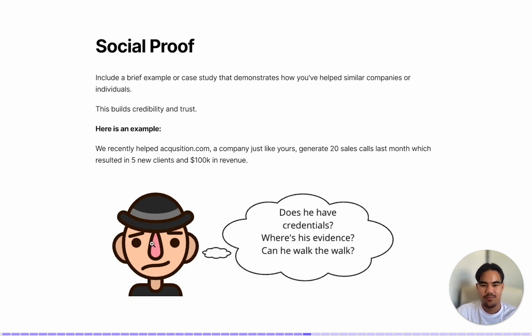So, if you didn't have social proof, this is what your prospect would say. Does he have credentials? Where's his evidence? Can he walk the walk?